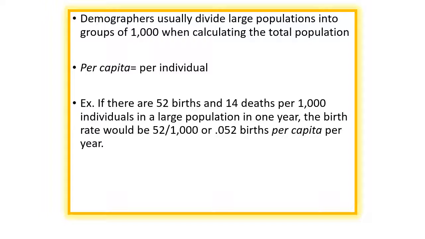So demographers will usually divide a large population into groups of 1,000 when calculating the total population. So this is per capita, and that's per individual. So if we have 52 births and 14 deaths per 1,000 individuals, the birth rate would be 52 over 1,000, or 5.2%. And this would be per capita per year, or 0.052 births per capita per year.